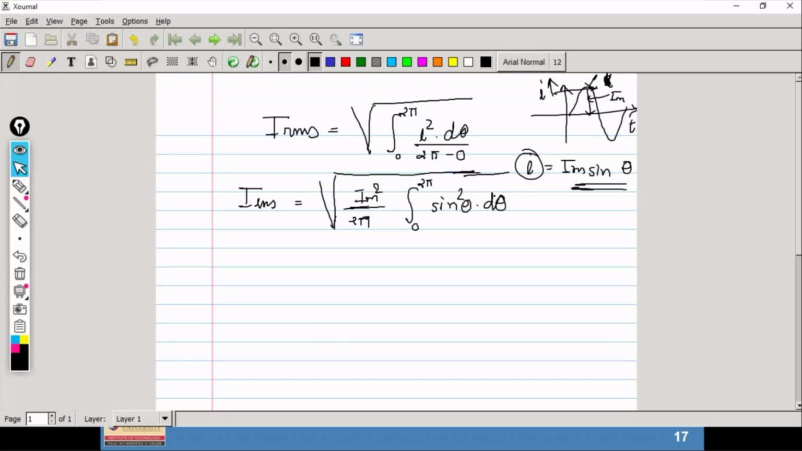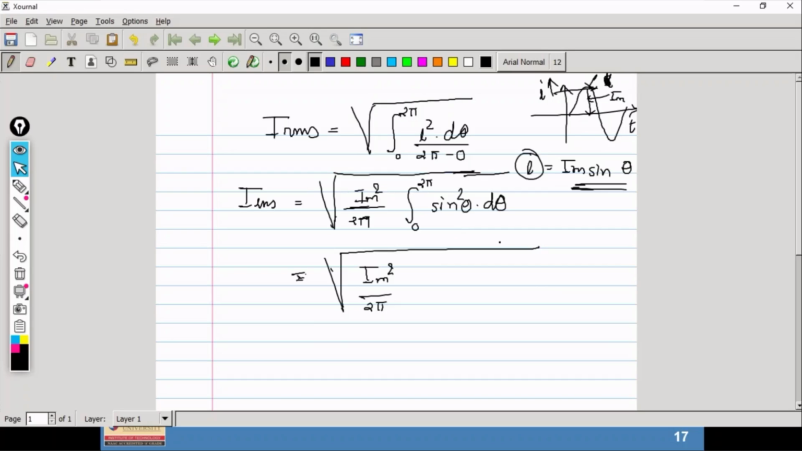Agreed, everyone? Yes, sir. Okay, fine. So here we can write, and the solution of this, Im square by 2 pi. Now the integration of sin square theta.